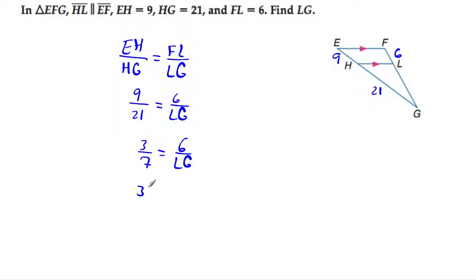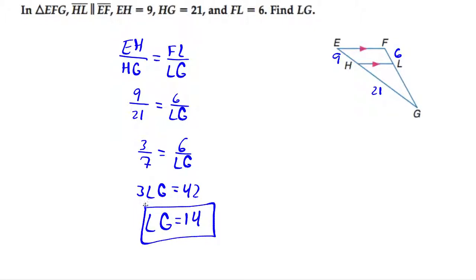So we get 3 times LG is equal to 42, and we can divide both sides by 3. So we get 42 divided by 3, which is 14. So LG must be equal to 14. And that proportionality holds up. You can see that we can divide 6 divided by 14 and reduce that to 3 to 7ths. The scale factor holds.